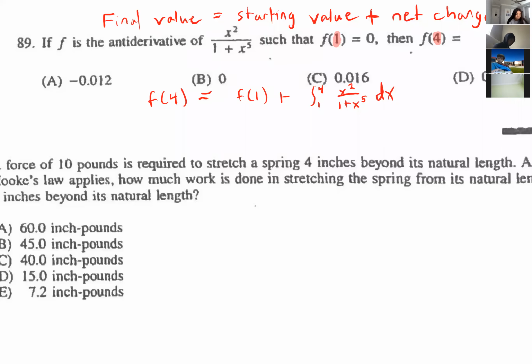So f of 4 is going to equal, we know that f of 1 is just 0, so you don't even have to add 0. That's not going to change anything, but it's going to be the integral from 1 to 4 of x squared over 1 plus x to the 5th dx. If you plug this into your calculator, that should give you your answer.